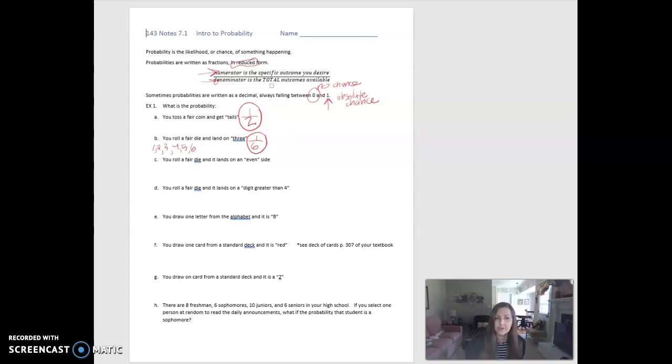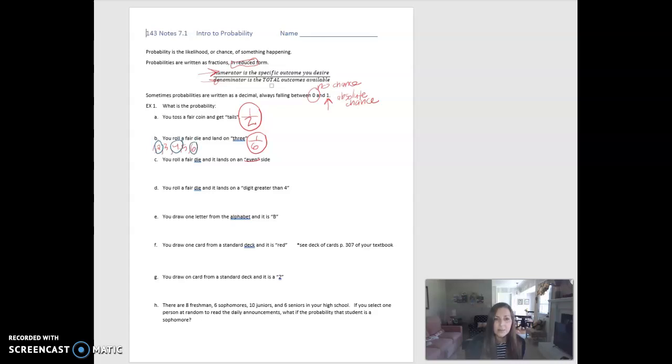C, now this one's a little bit different. You roll a fair die and it lands on an even side. Now, let me go up here. Let's see if I can change my color to blue. Go back up here to the top. Which of these numbers were even? Well, 2 is even, 4 is even, and 6 is even.